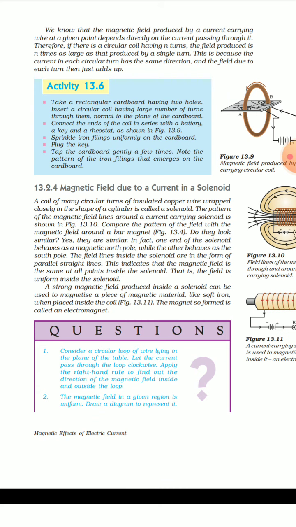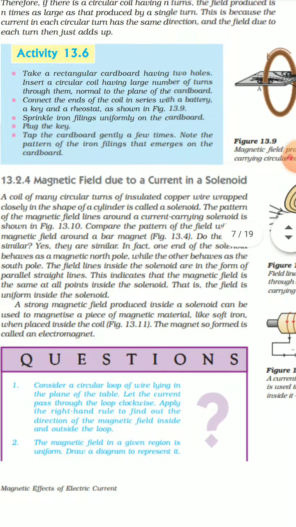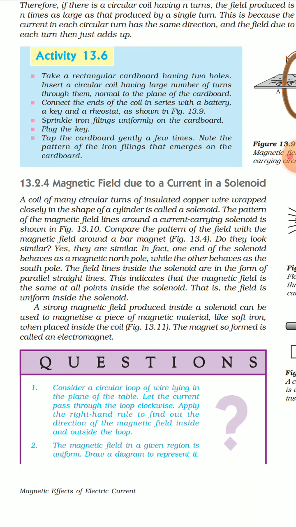So, magnetic field due to a current in a solenoid. First we have to understand what a solenoid is. A coil of many circular turns of insulated copper wire wrapped closely in the shape of a cylinder is called a solenoid. Okay class, you know what a coil is. You can see a Mortein coil, the mosquito repelling thing. You can see these are concentric circles, and these are coils. Now a coil means circular loops of any metal, like insulated copper wire, wrapped closely in the shape of a cylinder.